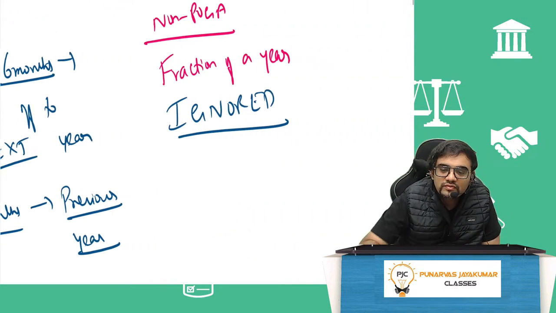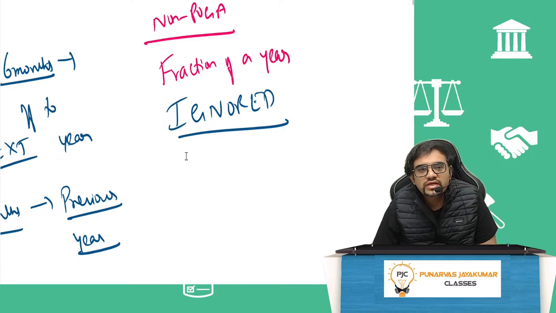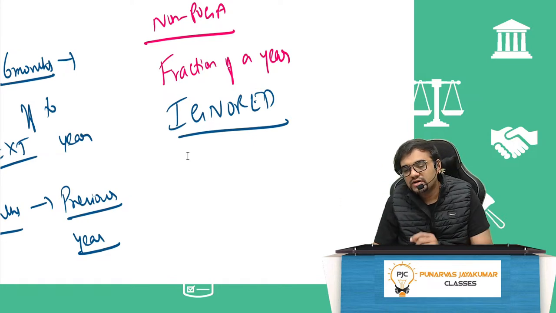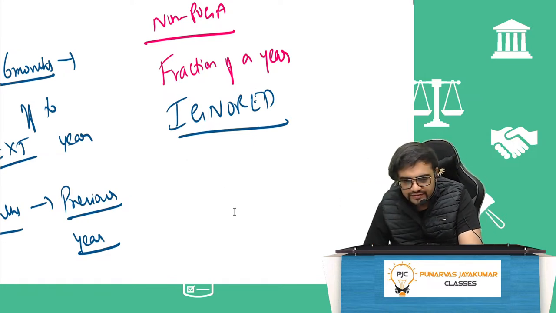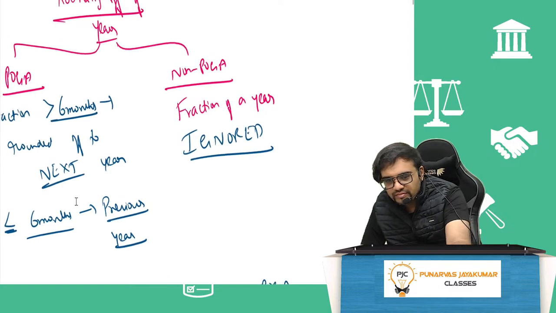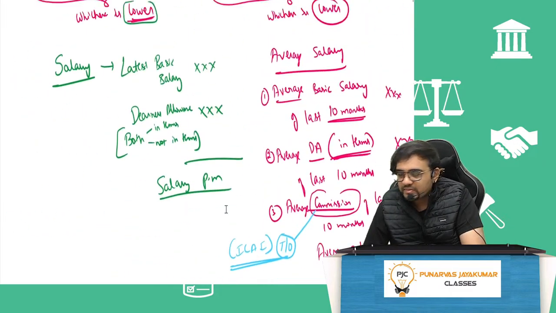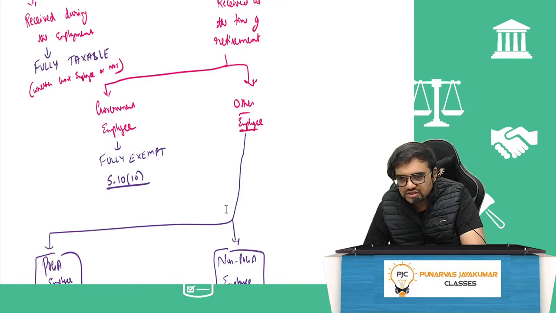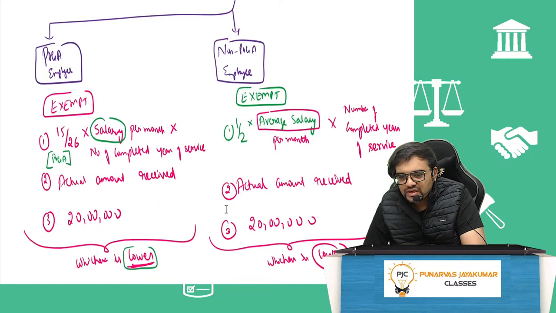For a non-POGA employee, whatever fraction is fully ignored. Even if I have worked for 35 years, 11 months, unfortunately you should take it as 35 years. This is one of the benefits of being under the Payment of Gratuity Act; you will get that extra benefit. The salary is more of a memory chapter, but a very, very important chapter. So just follow this structure, and definitely you will understand everything.